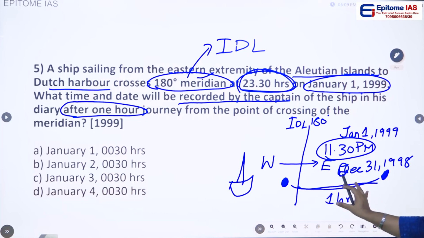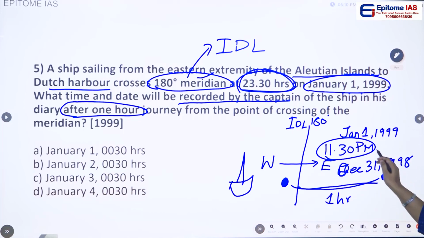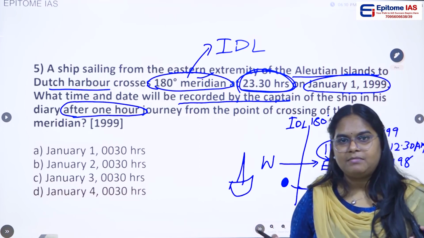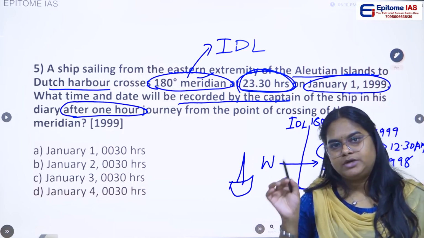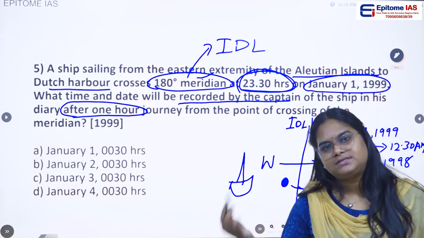So already the time was 11:30, but after 1 hour it would be what? It would be 12:30 a.m. after 1 hour of the travel. But once you cross 12 a.m., it would be the next day.